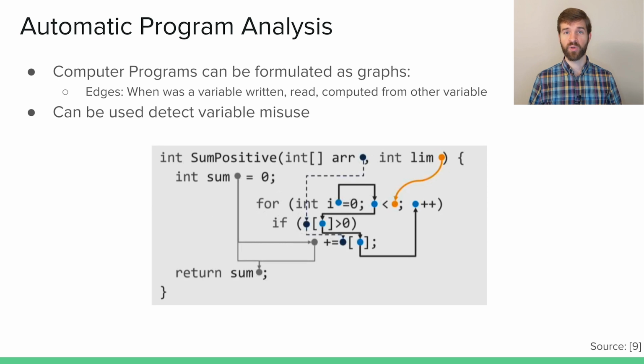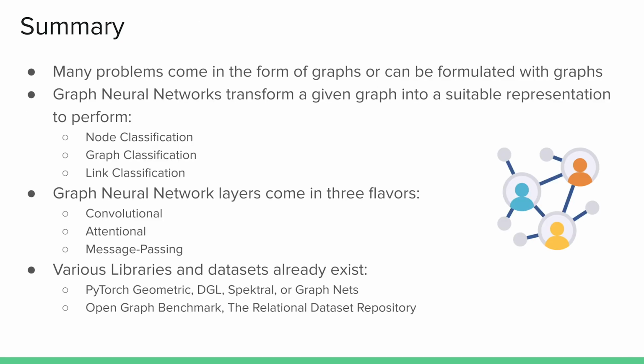If we are programming, then the computer programs themselves can also be formulated as graphs. I think most of us know the abstract syntax tree. It is a graph. And for example, we can say in our graph here, we have edges whenever a variable was written or whenever a variable was read. Then we construct an edge in our graph between those parts in our tree. And then, for example, we can use this to detect variable misuse, where potentially the program might crash if we run it there.